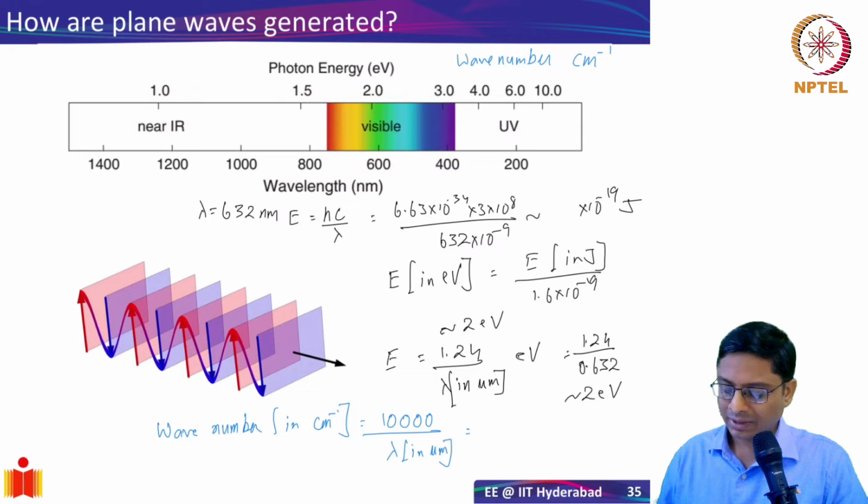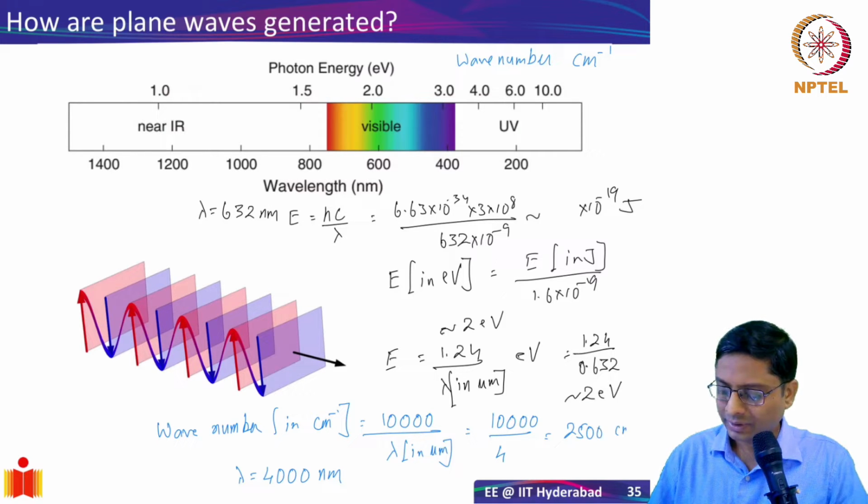Let's say I want to know the wave number associated with lambda equal to 4,000 nanometers, or 4 microns. Then it will be 10,000 divided by lambda in micrometers. So that is 4 microns, so this is 2,500 centimeter inverse.